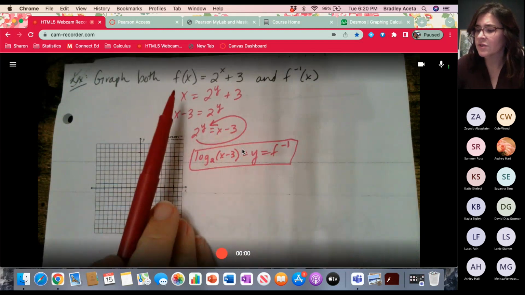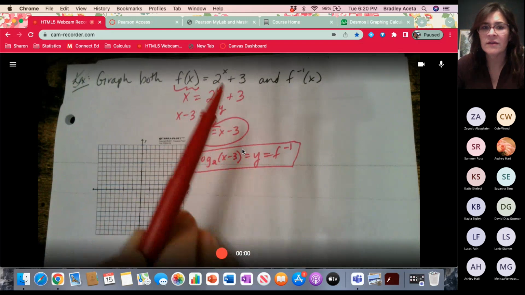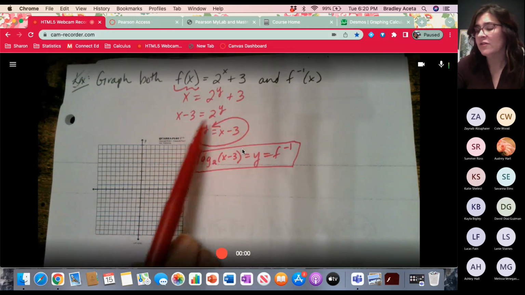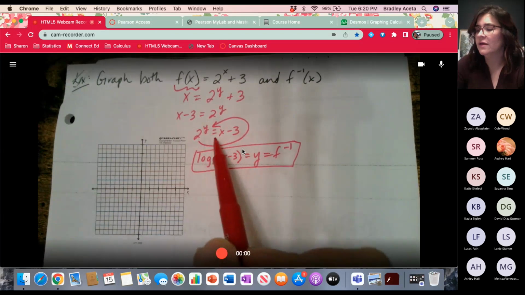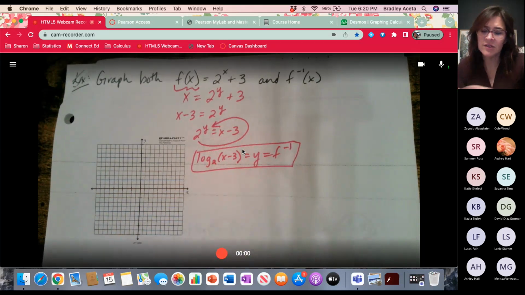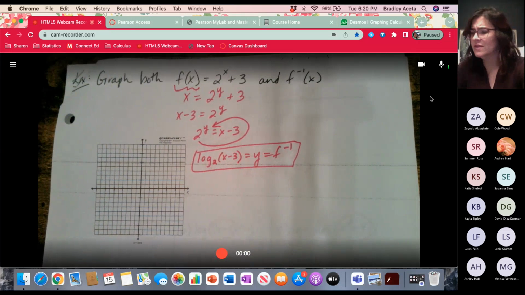So again, I just switched my x and y. There's my x, there's my y. I subtracted my 3 over. I like to write it so that my exponential is on the left because I always zoop from left to right. So I just put it 2 to the y equals x minus 3, and then I zooped around and wrote log base 2 of x minus 3 equals y. In the next section, we'll actually show you how you can solve these very quickly and find the inverse. But this right there is your inverse.